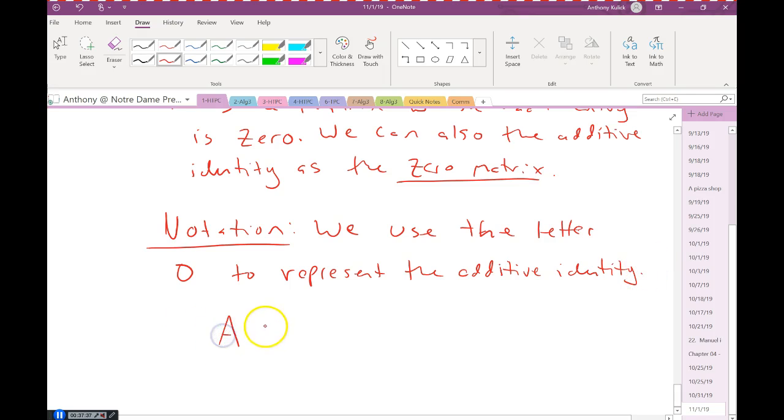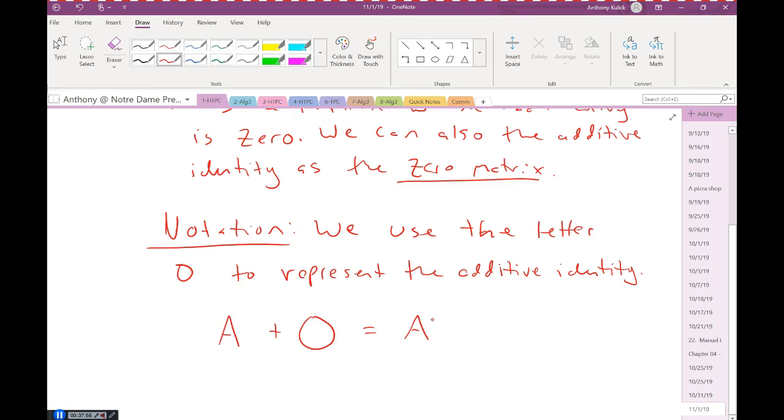So if I have a matrix A plus that matrix O, I should get that matrix A back again. Why do you suppose we picked O? Because it looks like a 0. So we wanted to make it really intuitive for us.